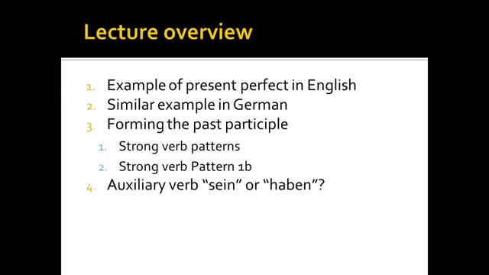After looking at those patterns generally, we'll look at one specifically, what they call strong verb pattern 1b. Finally, we'll conclude our lecture with a discussion of when to use the auxiliary verb sein or haben when forming the present perfect tense.